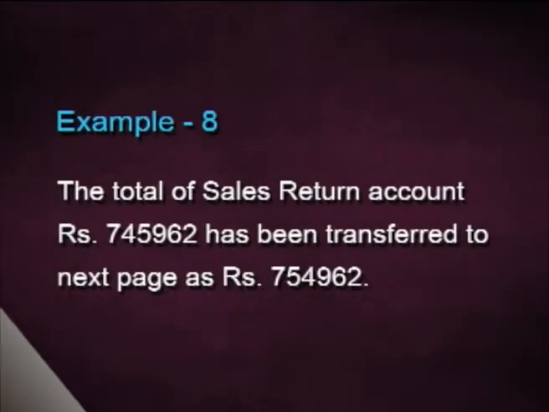Now, let us have more example. Let us say the total of sales written account rupees 7,45,962 has been transferred to the next page as rupees 7,54,962. This is an error of wrong carry forward of figures. If you closely analyze this error also, you will understand that errors of wrong carry forward of figures are also as same as errors of undercasting or overcasting.